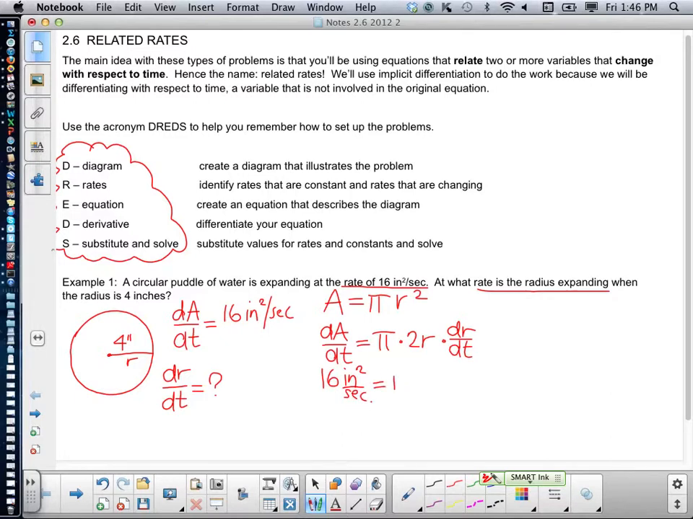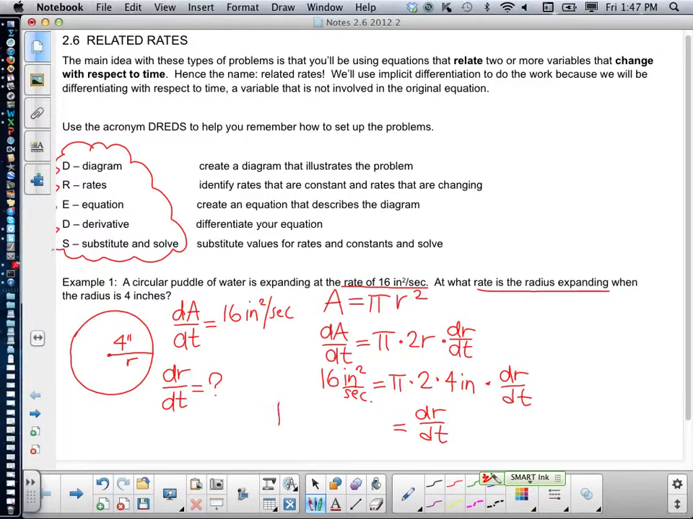That equals pi times 2 times the radius. And so we're interested in the rate precisely when the radius hits 4 inches. Okay, at that instant in time. So I have 4 inches, and then that's multiplied by dr/dt. So now all I really have to do is solve for dr/dt. So I'll isolate dr/dt by dividing both sides of the equation by 8 pi inches.